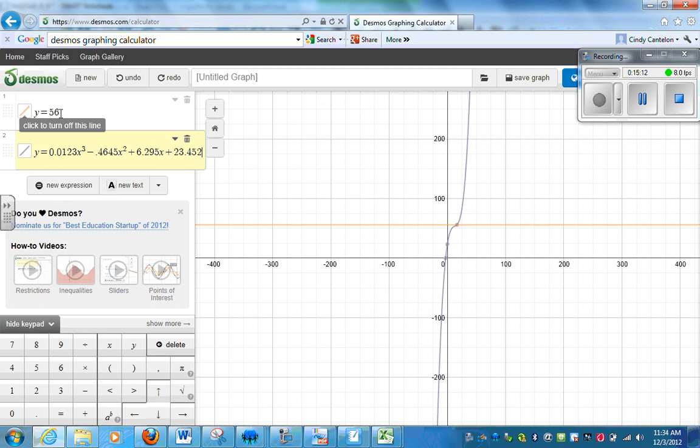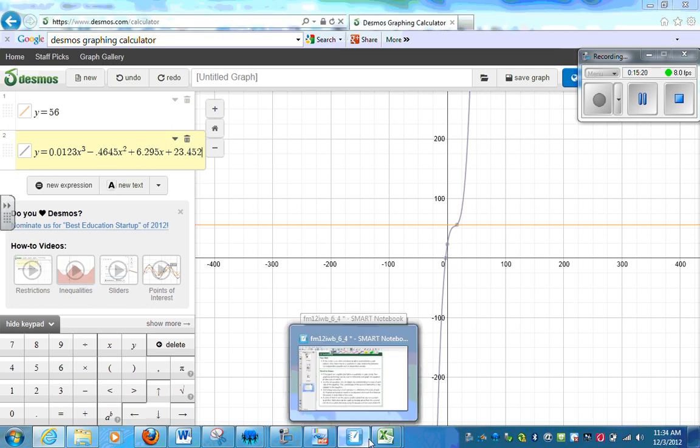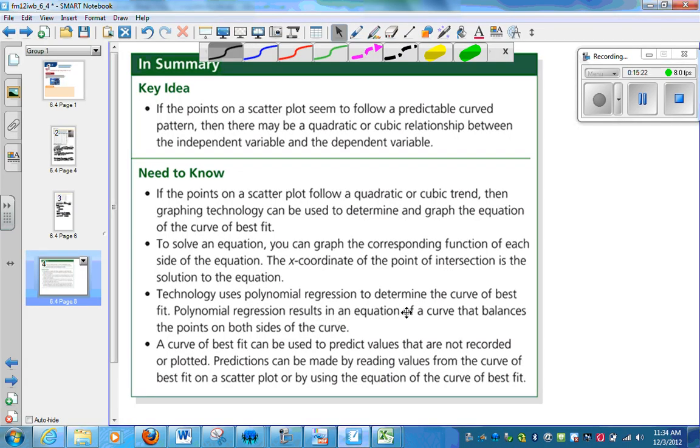Either you can graph both sides, or I could have brought the 56 over and then done it with the x-intercept, either one. Technology uses regression to determine the curve of best fit. It results in an equation and a curve that balances the points on both sides of the curve. A curve of best fit can be used to predict values that are not recorded, and that's what we did. Predictions can be made by reading values from the curve or by using the equation.